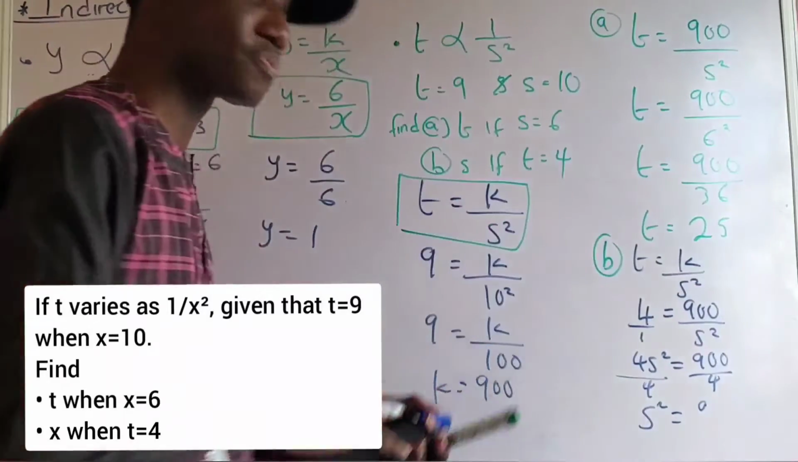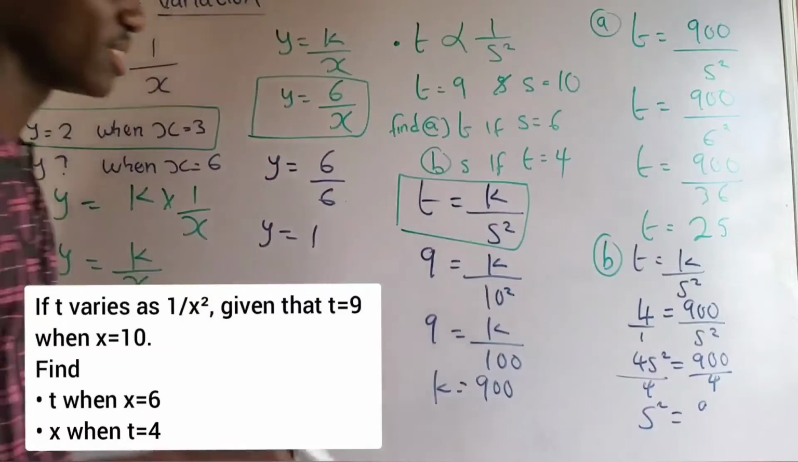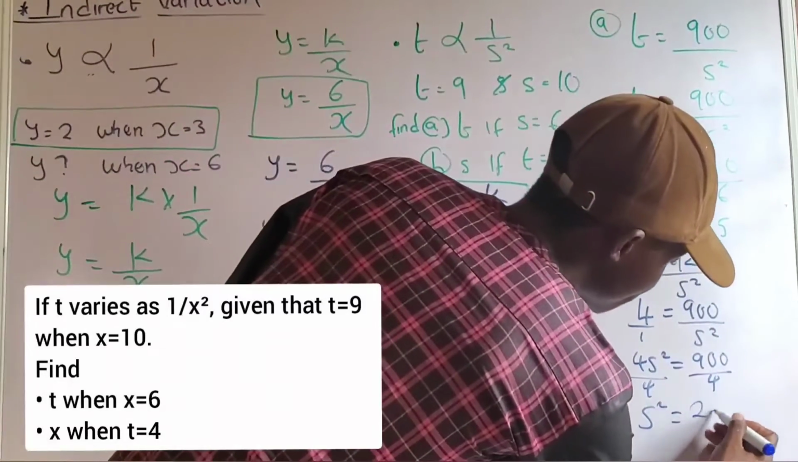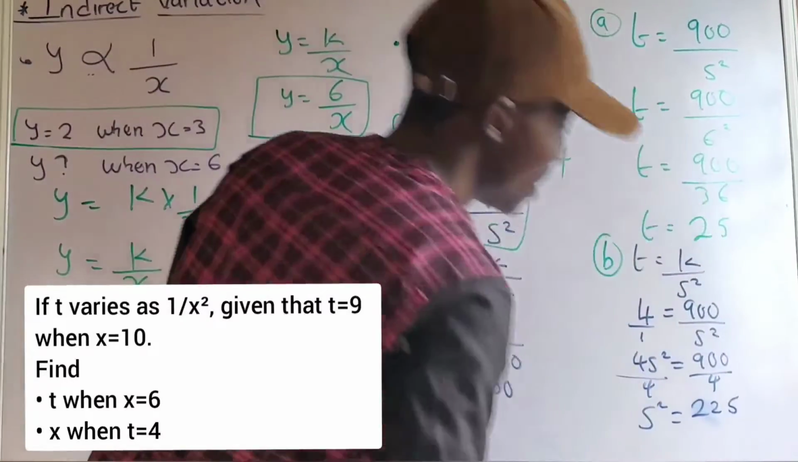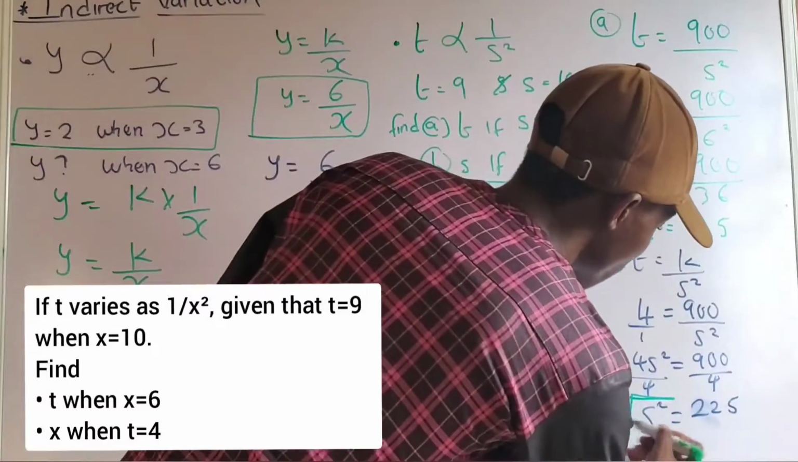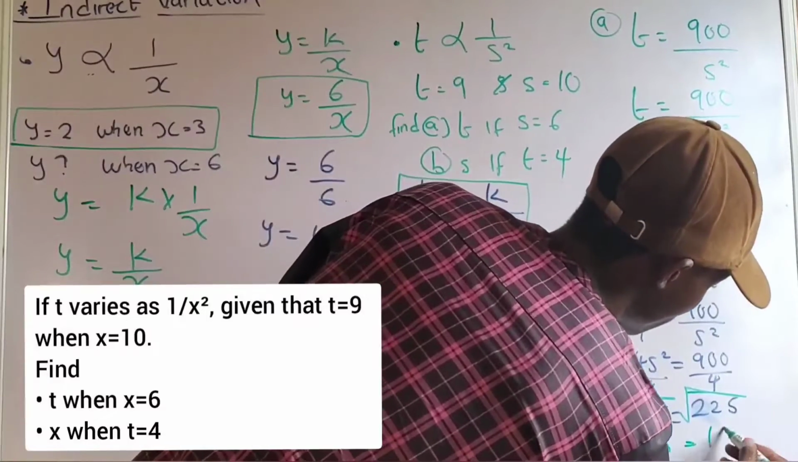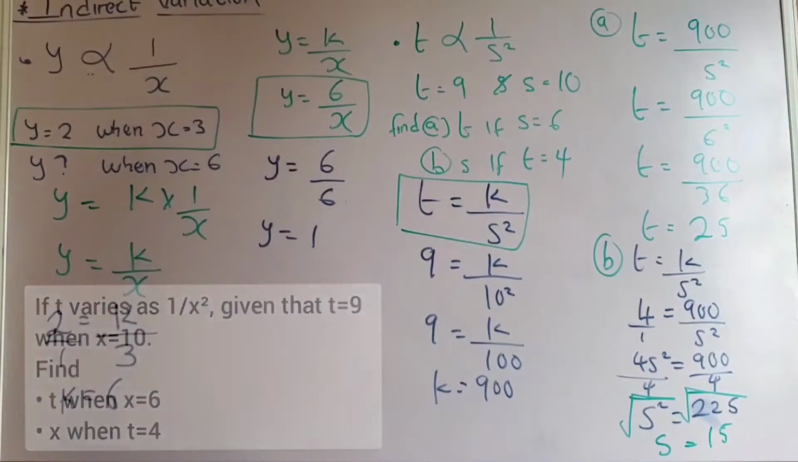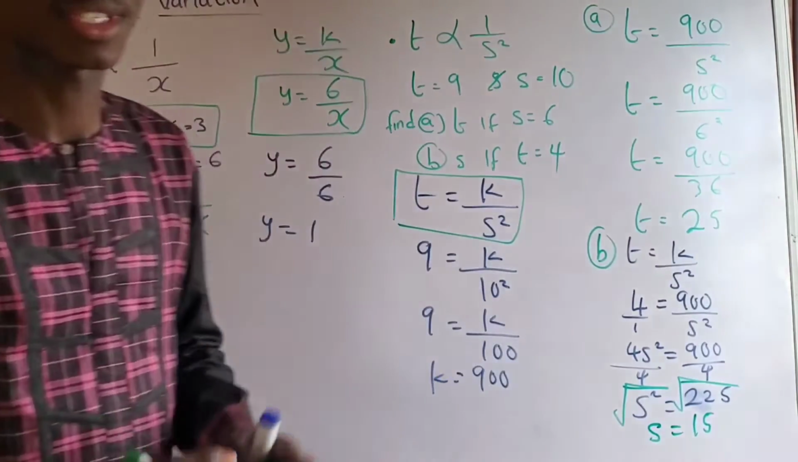Now listen, please, I want you to pay attention here. 900 divided by 4, that will give us what? 225, right? Yes. So I'm going to have s squared equals 225. Now, to get the value of s, I have to take the square root of both sides. So I'm going to have the square root of s squared. So s equals 15. So when t is equal to 4, the value of s is 15. So s is 15. Do you understand?